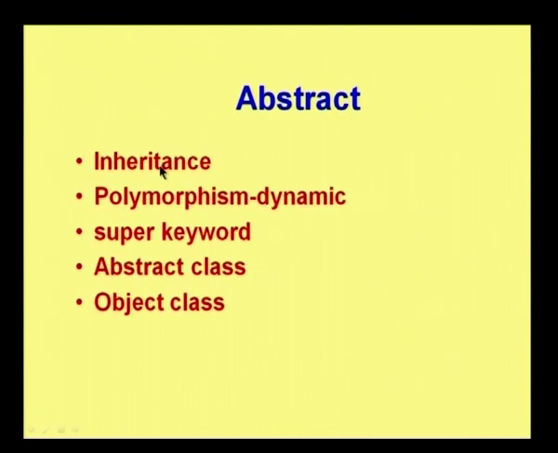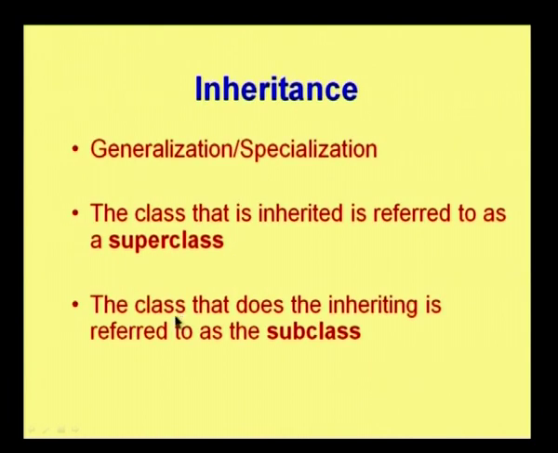Now we will have a look at what are all the contents that we are going to see for today's session. Inheritance, polymorphism, that is particularly dynamic polymorphism, and about super keyword, about abstract class, and then a class called object. First we will see what is inheritance. Inheritance is nothing but generalization or specialization. The class that is inherited is referred to as a superclass. The class that does the inheriting is referred to as subclass.